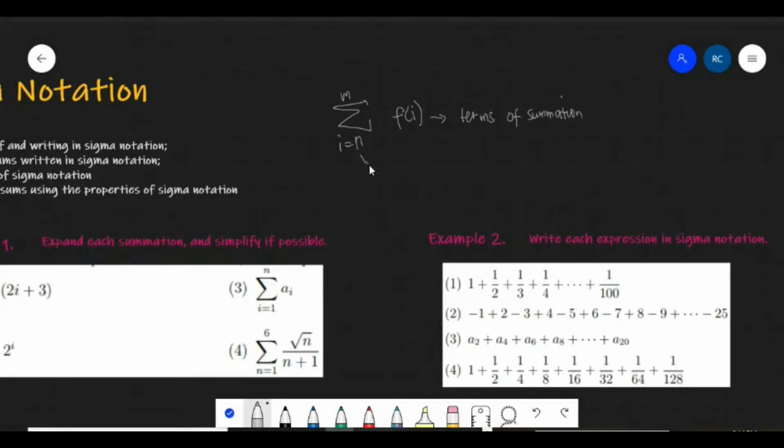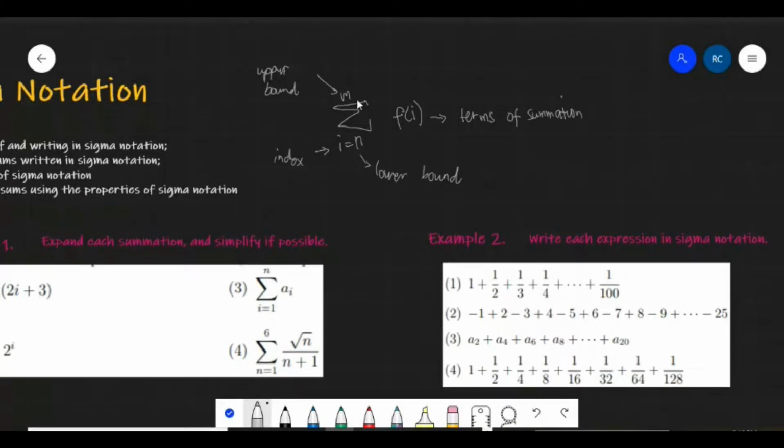Yung n dito, ang tawag dito ay lower bound. Yung m dito ay, ito yung upper bound. Okay, upper bound. At yung I dito ay yung index. Okay, take note itong I na ito ay mababago depende yan sa given. Pwedeng letter K, pwedeng letter M, or so on and so forth. Basta mababago siya.